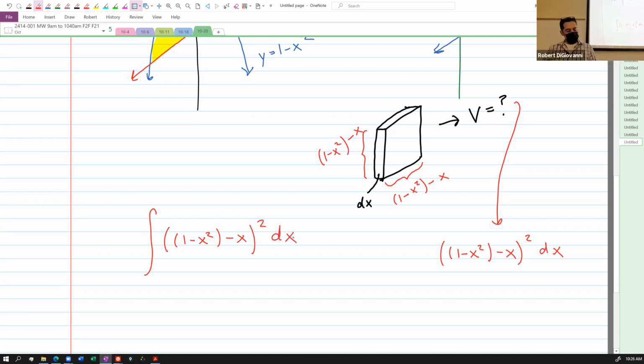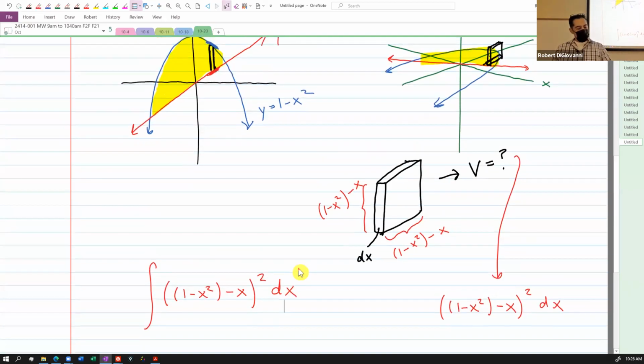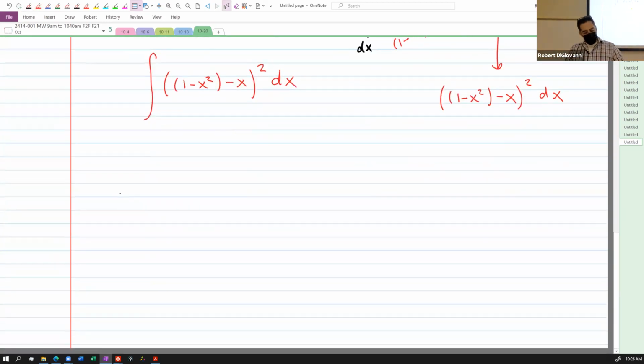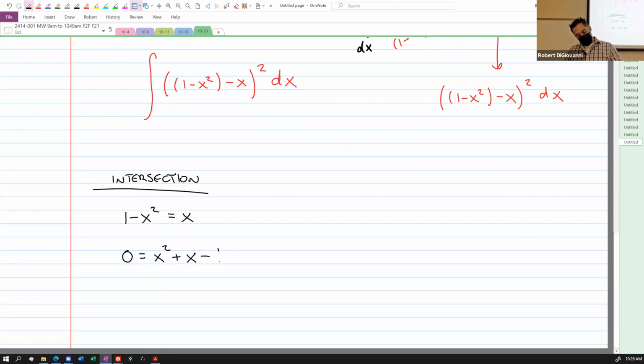What am I missing? What's the only thing I need? Limits of integration, right? I need to know where to start and stop this slicing, which means I need to know where these two things hit each other, which means I need to set them equal to one another and solve. So for the intersection points, I set 1 minus x squared equal to x. I'll move everything to the right side.